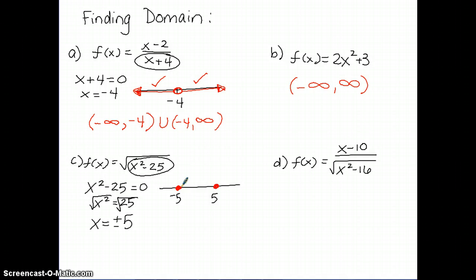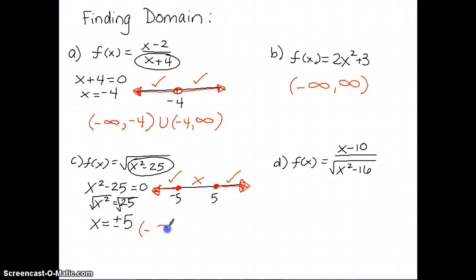Then I pick a test point from each region, something bigger than 5, like 10. I'd get 100 minus 25, which is a positive number, and I am allowed to take the square root of a positive number. When I plug something in between -5 and 5, like 0, I'm going to end up with square root of -25, which I'm not allowed to do. And then if I plug something in less than -5, like -10, once again I'm going to get 100 minus 25, which is a positive number, and I am allowed to take the square root of positives. So I get, again, two different intervals that work. Two check marks, two intervals.